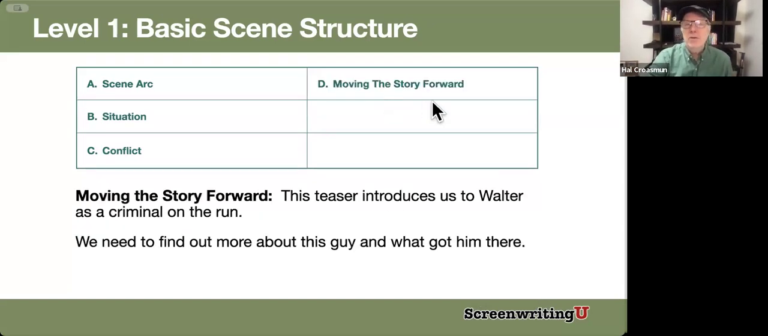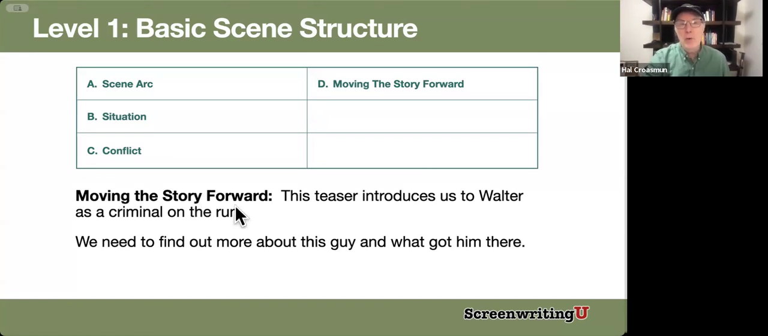Then we've got to move the story forward. So I know this is the teaser, but it introduces Walter as a criminal on the run. That's very different than what's going to happen in the next scene. So even though this is happening at the very beginning, when we get to the next scene, we're going, oh, this guy is a professor or a teacher or whatever. And he teaches science.